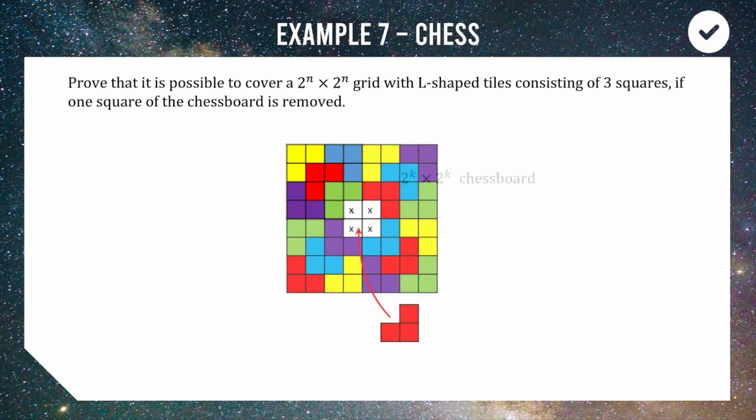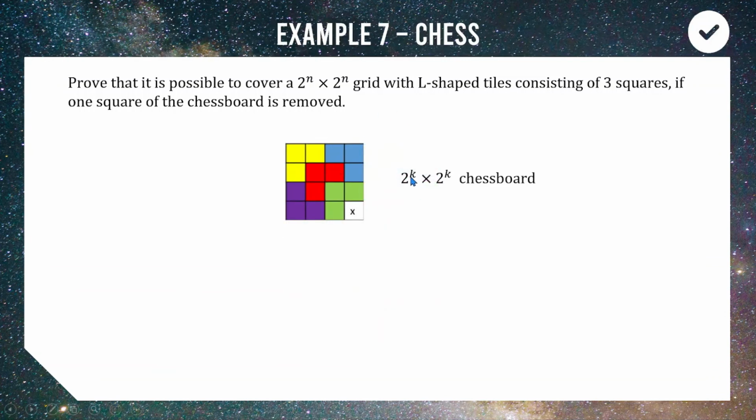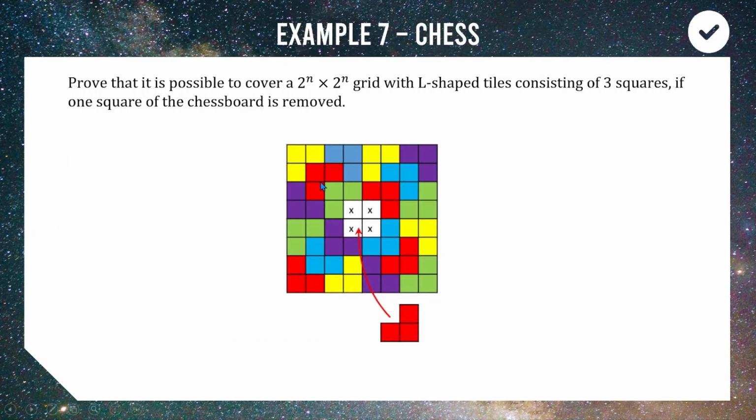Because we're going from 2 to the k to 2 to the k plus 1, we're taking our length and our width and we're doubling them. If you go from 2 to the k to 2 to the k plus 1, you are doubling. So we're really going from one of these chessboards to 4 of these chessboards.